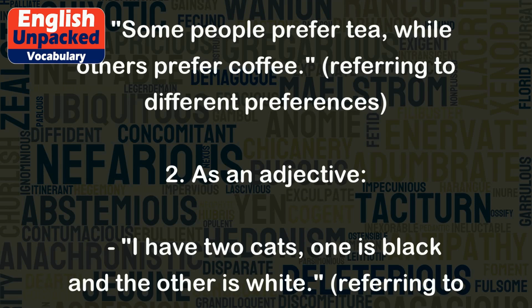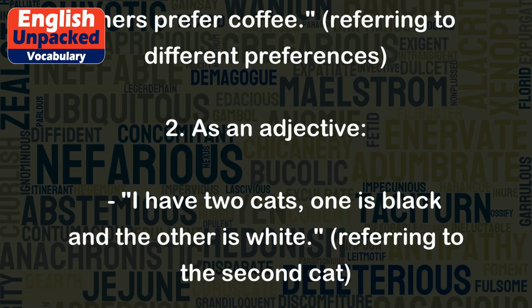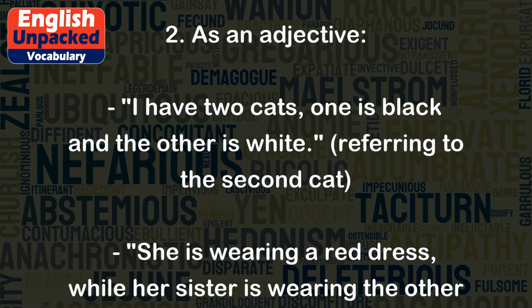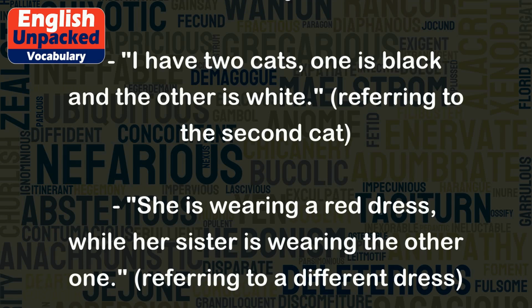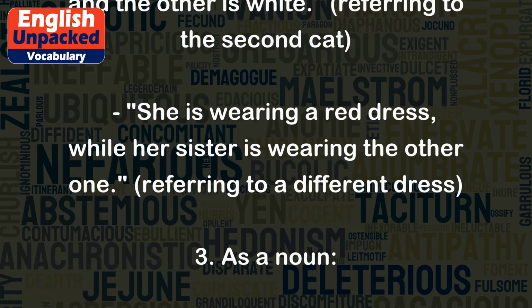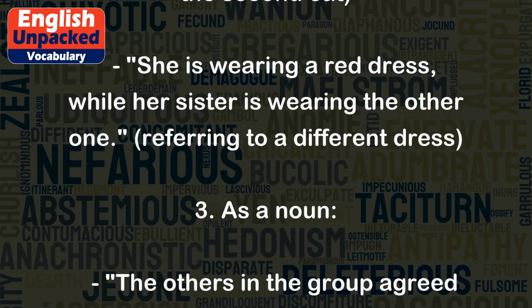2. As an adjective. I have two cats. One is black and the other is white. Referring to the second cat. She is wearing a red dress, while her sister is wearing the other one. Referring to a different dress.